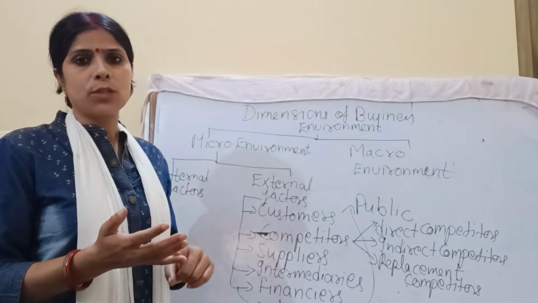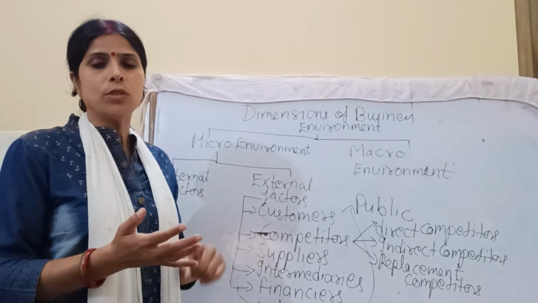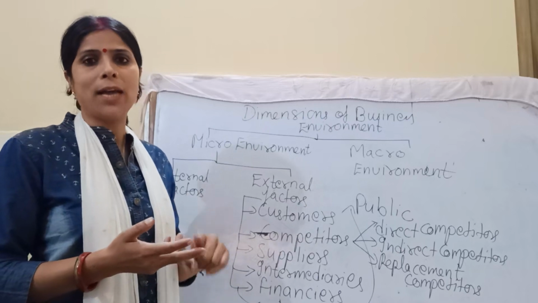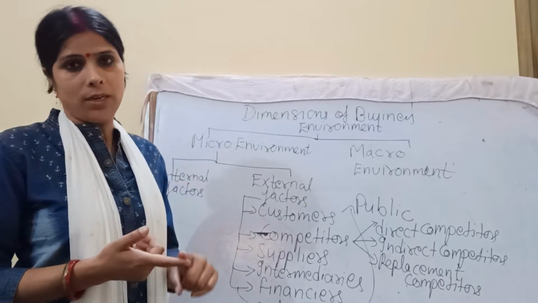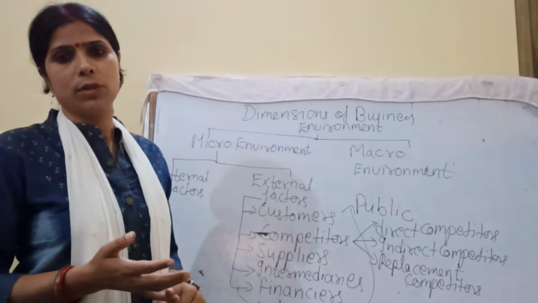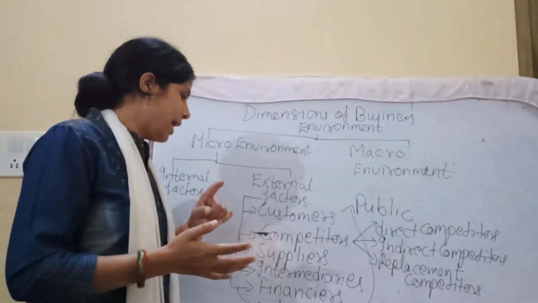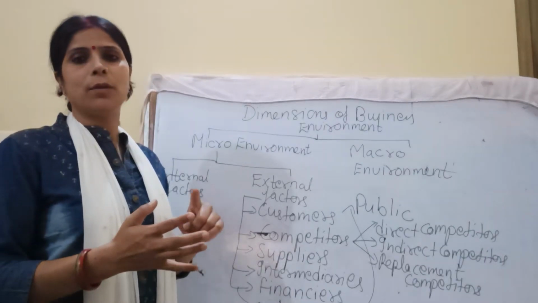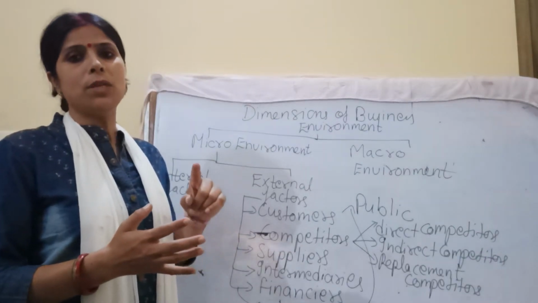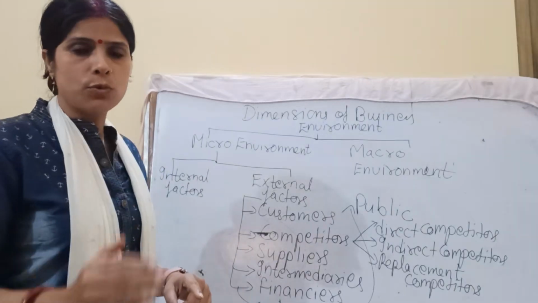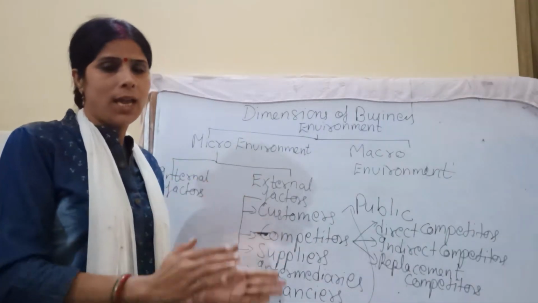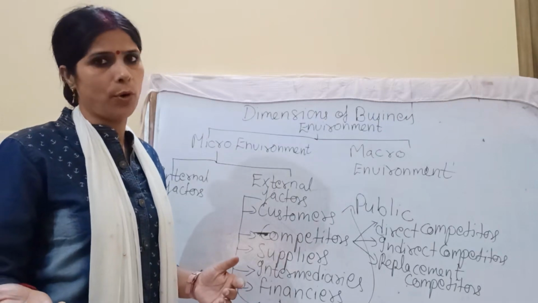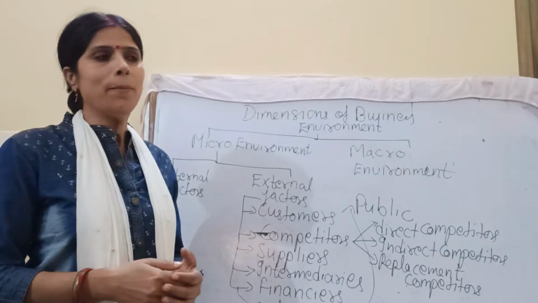because that is the most important objective of any business concern, to produce the product at minimum cost as well as to supply the product in time to the consumers. So that is very, very essential. So these suppliers supply the raw materials to the producers. The producers utilize those raw materials and produce the products. Likewise, you can take the example.